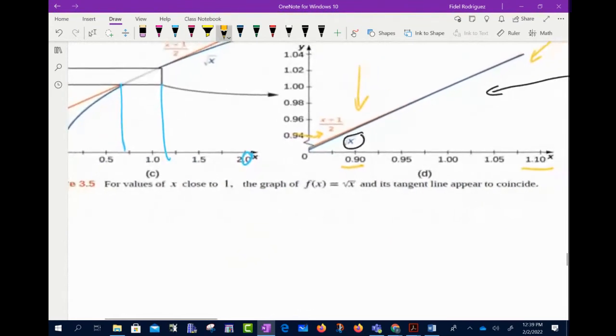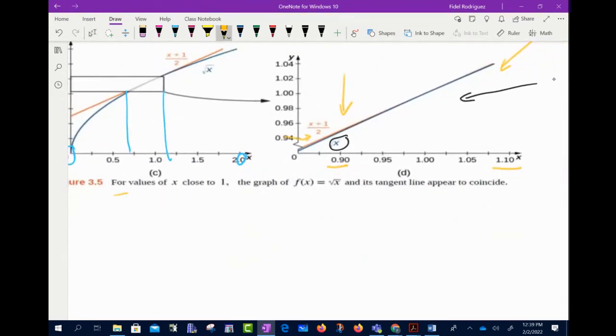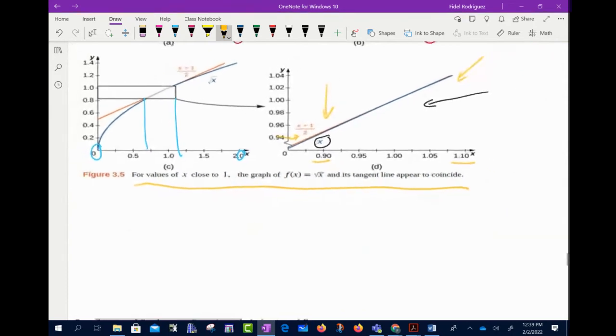So, and now if you notice right here, y'all, it says for values of x close to 1, the graph of f of x equals the square root of x, and the tangent line appear to coincide, right? That's in essence what we're saying. They look almost the same. See?